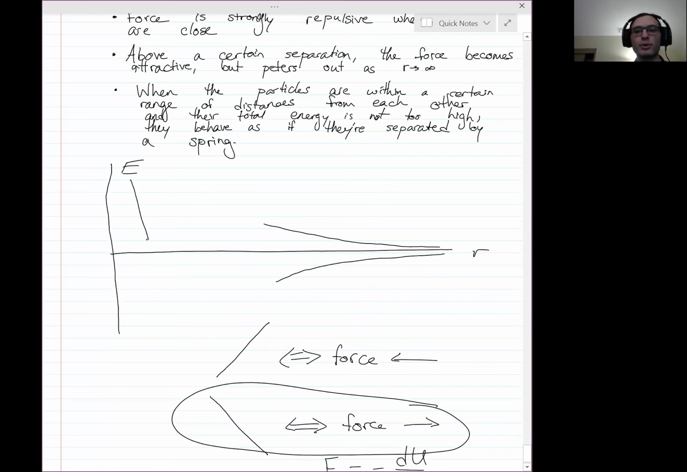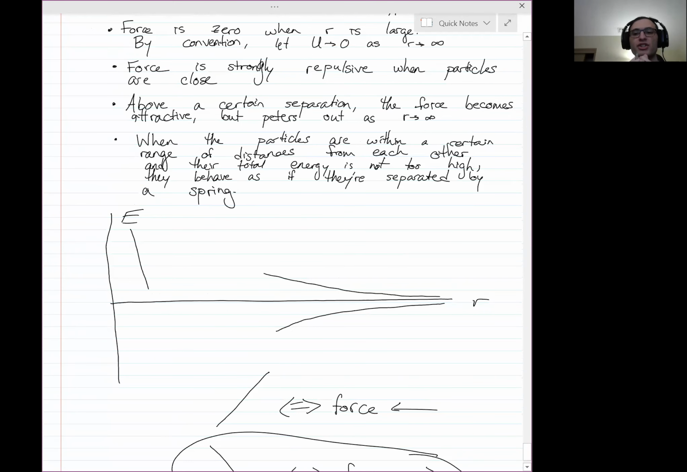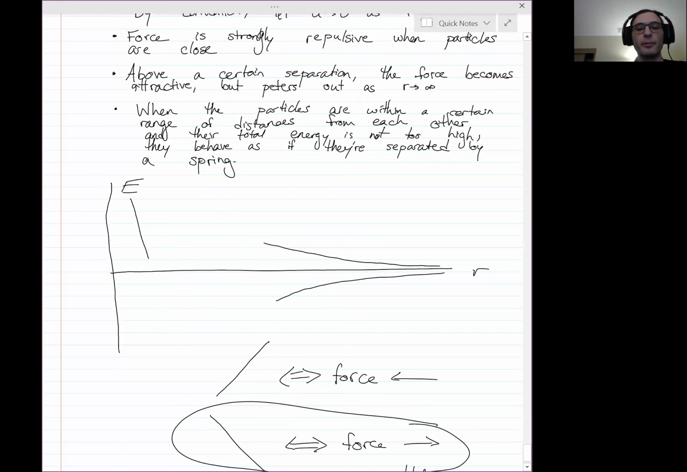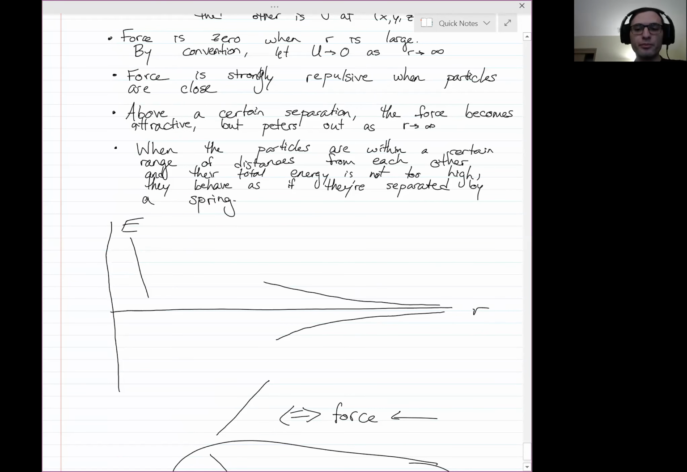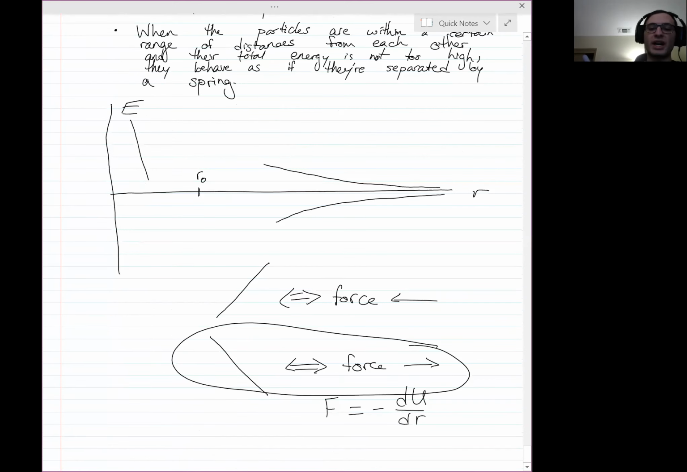And we know that that slope should get very high as they get closer and closer to each other, and it has to go down because it's a force to the right. We also know that above a certain separation, let's call that R0 here, the force becomes attractive. So we have to have some sort of force like this. Attractive means that the force points to the left, which means a positive slope. So let's just put that there.